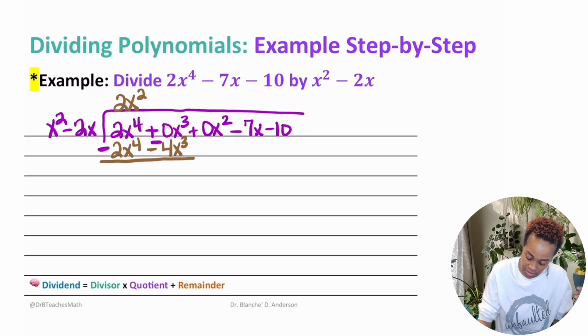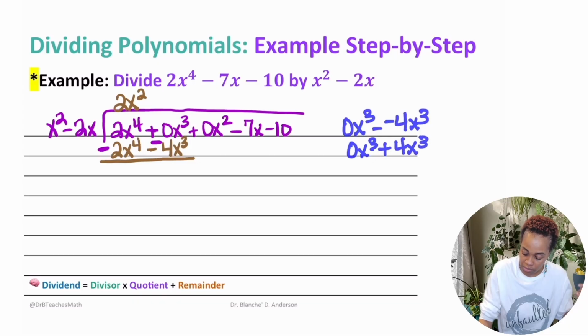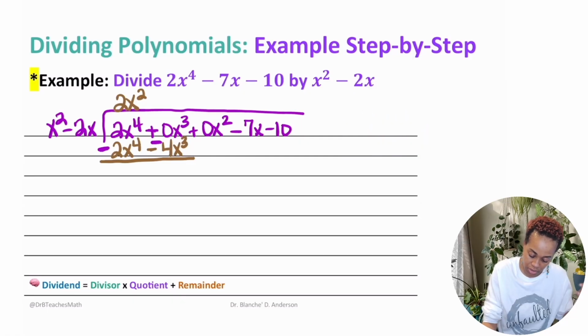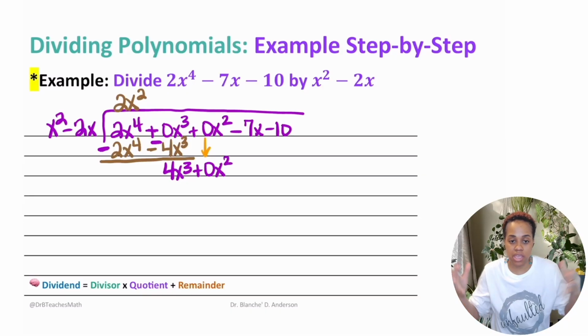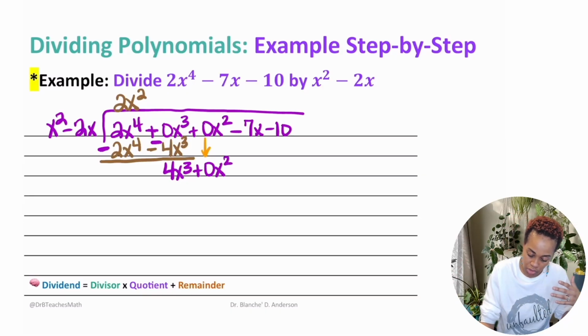And then that is 0x cubed minus a negative 4x cubed, which is 0x cubed plus 4x cubed, because a minus next to a negative, they both turn plus. So that's just going to be 4x cubed. You see that? So we got 4x cubed. And we're going to bring down, even though it's a 0, plus our 0x squared. We're doing that so we can keep our placeholders.